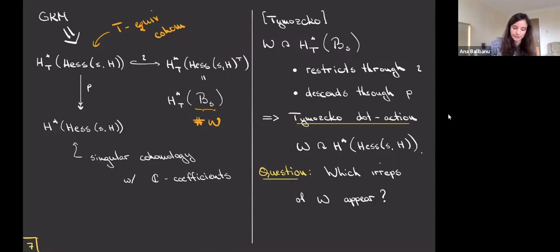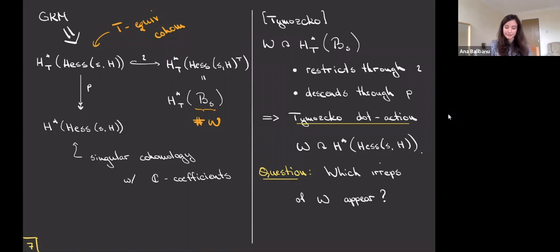Weyl group action on the T-equivariant cohomology of the Hessenberg variety, and then it descends through P to a Weyl group action on the singular cohomology of this variety. And this has come to be called the Tymoczko dot action. And then, I'm a bit short on time, so maybe I'll try to be less wordy.